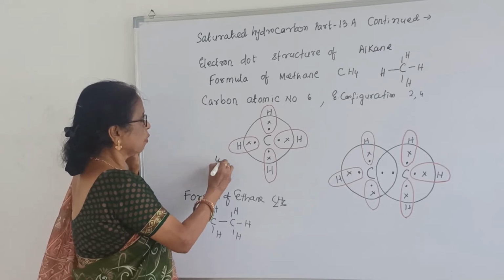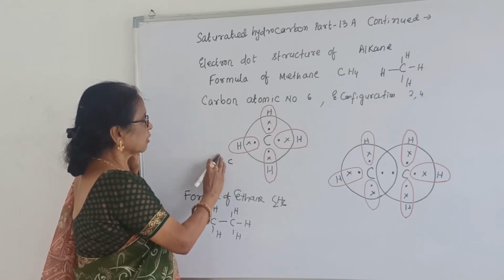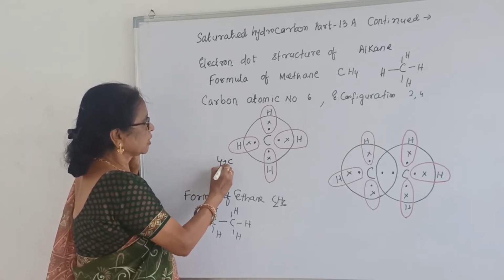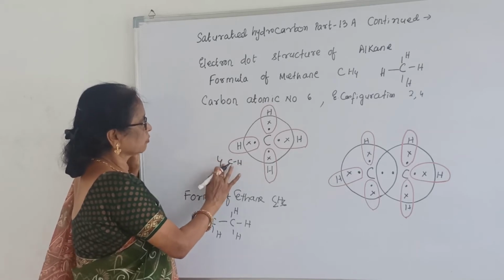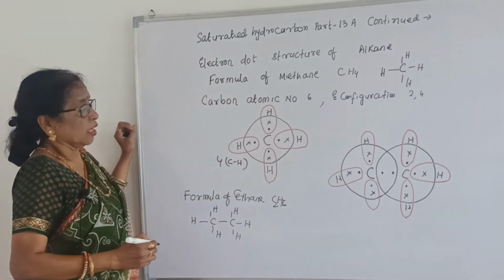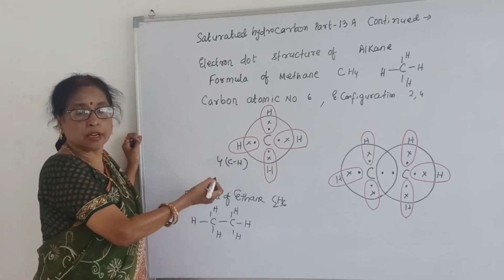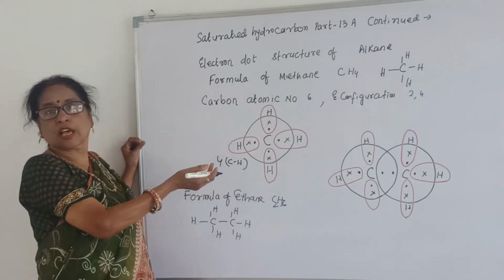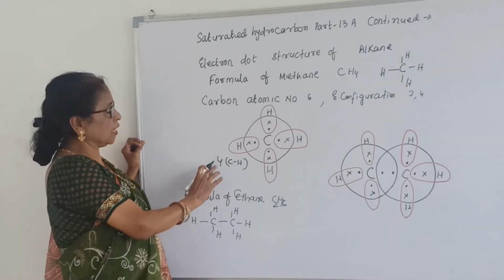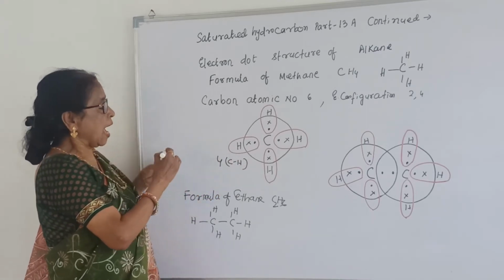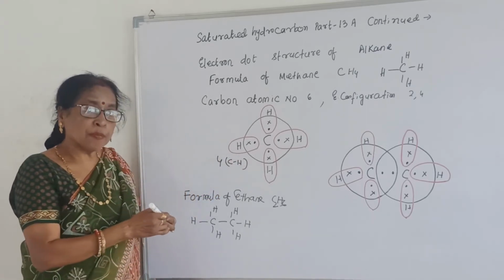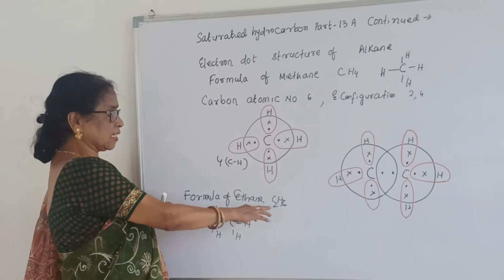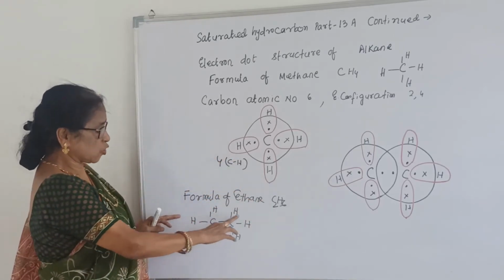So here 4 times a CH bond forms. Here you can't put any double bond sign or arrow mark, because all are indicating a single bond. That is why bracket CH. And here if you come to ethane, what is ethane? C2H6. It is the structure of ethane.